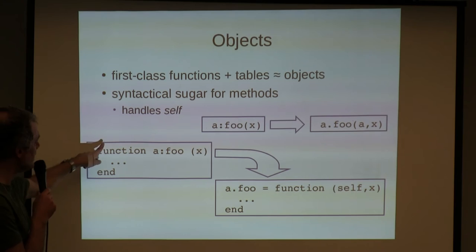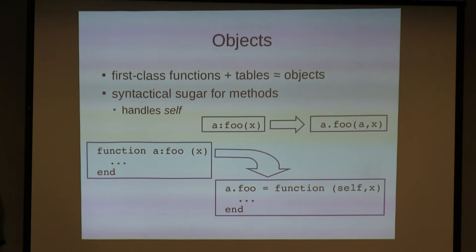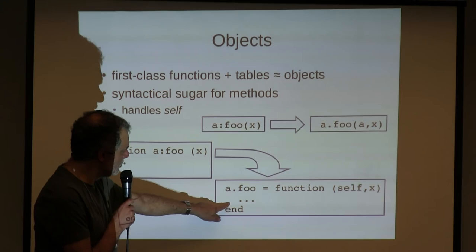And we have the same thing when you declare a function: you can write function A:foo, and it gets this extra parameter called self. But again, this is pure syntax sugar. Except for the syntax, there is nothing new. We can write things this way, it works exactly the same, and you can write it that way and call it that way, or write it that way.